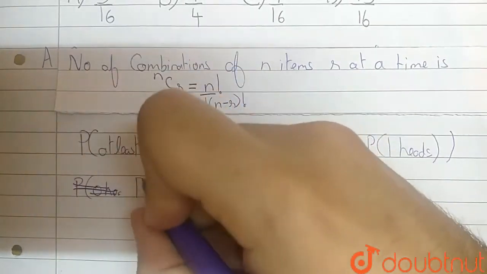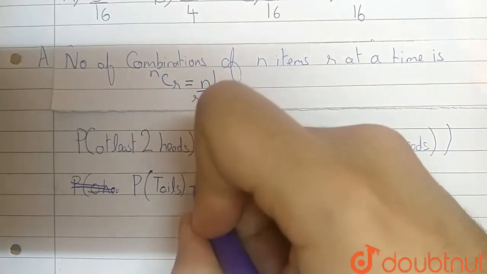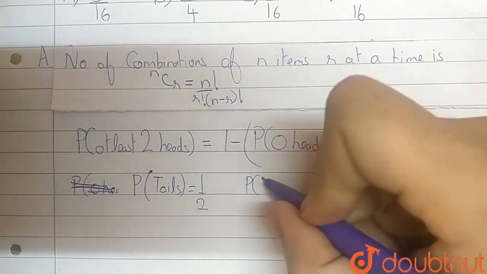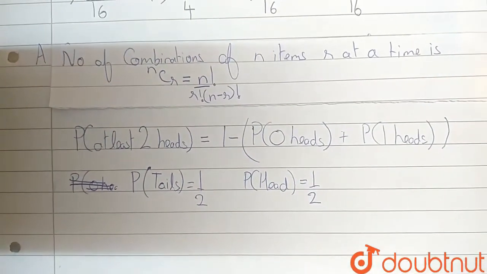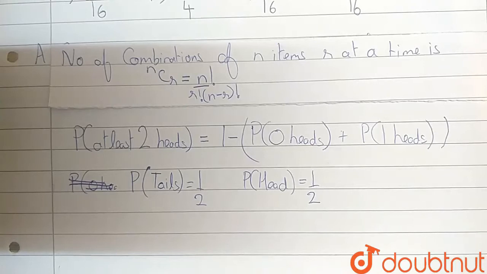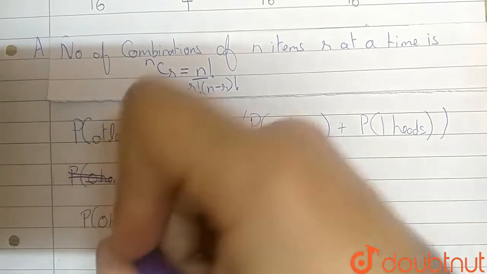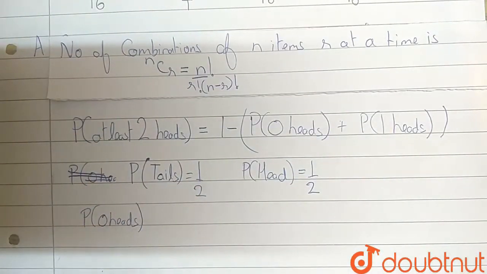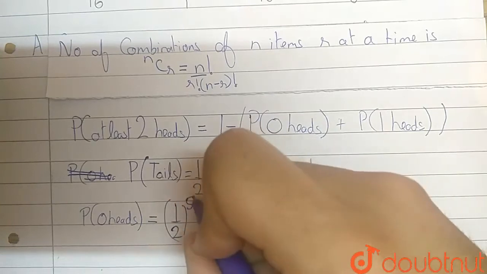So to find P of 0 heads, first we'll know that for any particular coin toss, P of tails is equal to 1 by 2 and probability of head is also equal to 1 by 2. Now since there are 5 coin tosses, we will have to multiply 1 by 2 in each of them, giving 1 by 2 to the power of 5. Probability of 0 heads means probability of 0 heads in 5 coin tosses. This would be 1 by 2 to the power of 5.